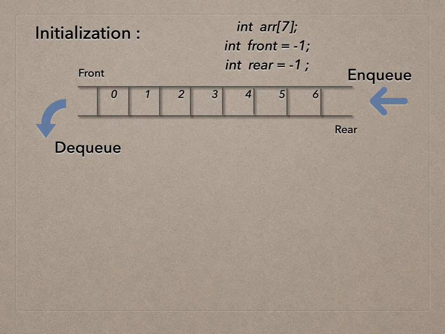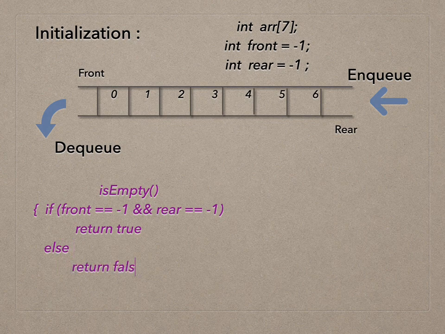In a stack, we only have one end, top, but in queues, at one end elements are added and removed from another end. Initially, what we do is initialize the rear and front values to -1. Now let's see the individual operations.